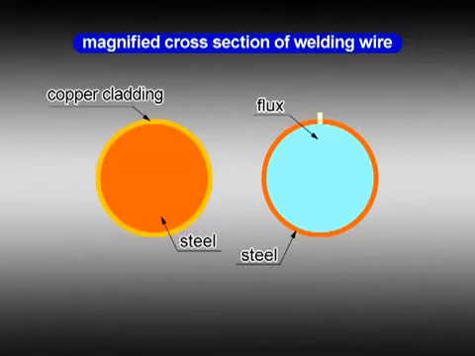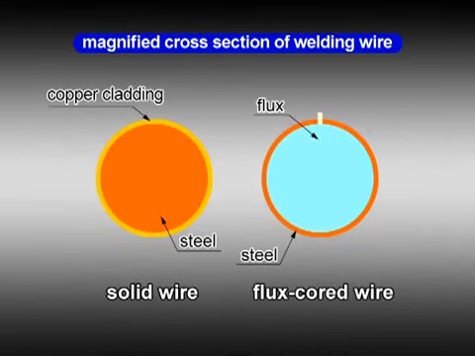There are two types of welding wire for the CO2 weld process. One is a copper-clad solid wire, and the other is a flux cored wire. Each wire is used for specific welding applications. A recent trend for solid wire type is for the surface to be treated without copper cladding.